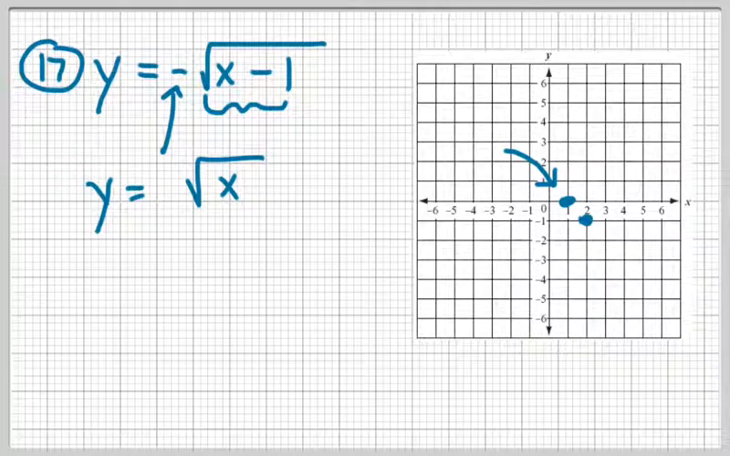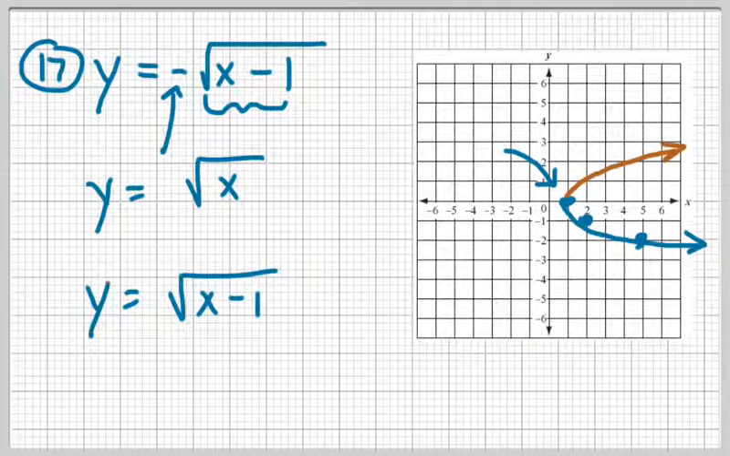When I plug in a 5, out comes a negative 2. So here's 5, 1, 2, down 2. So it looks like that. And in fact, this is exactly the same graph as y equals root x minus 1, which would look like this, but the negative sign flips it over the x-axis. So we just want that blue section there for our final answer.